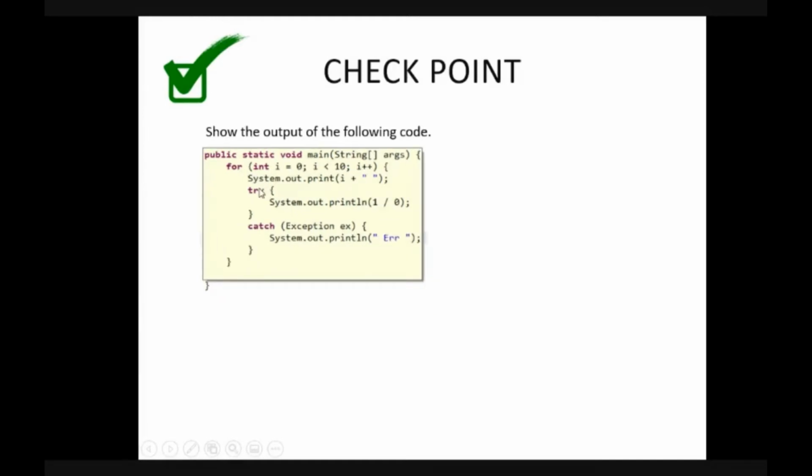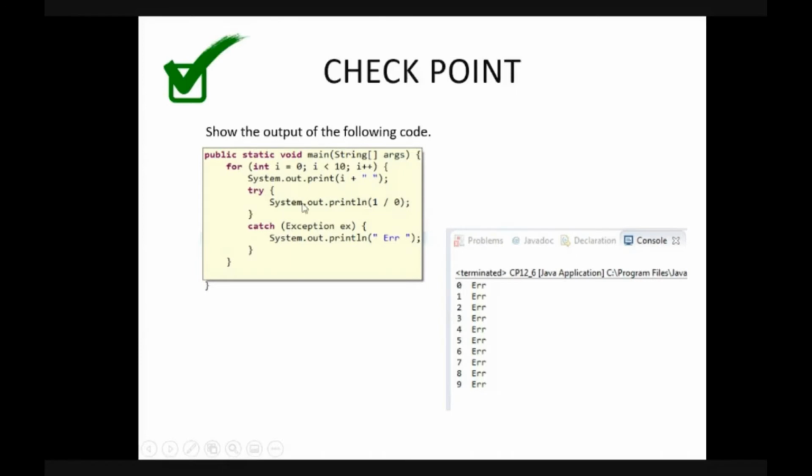But here, you have the try and catch inside the for loop. So you print out 0. Let me show you, 0. Then you come here, 1 divided by 0. There is an error. You come here, the error is printed out.